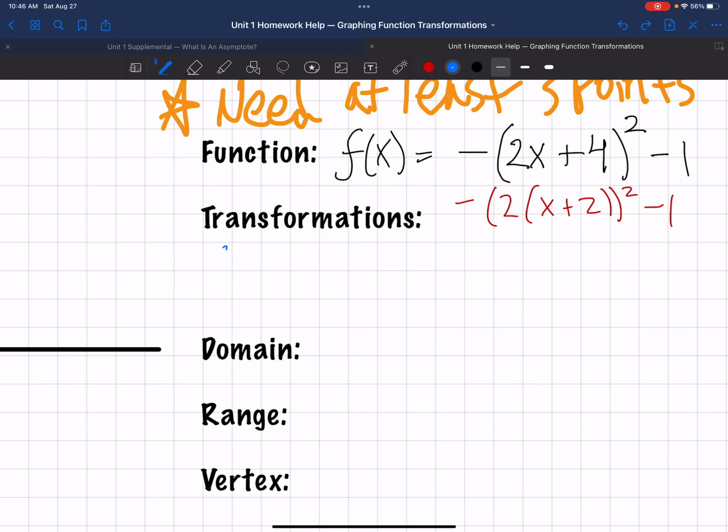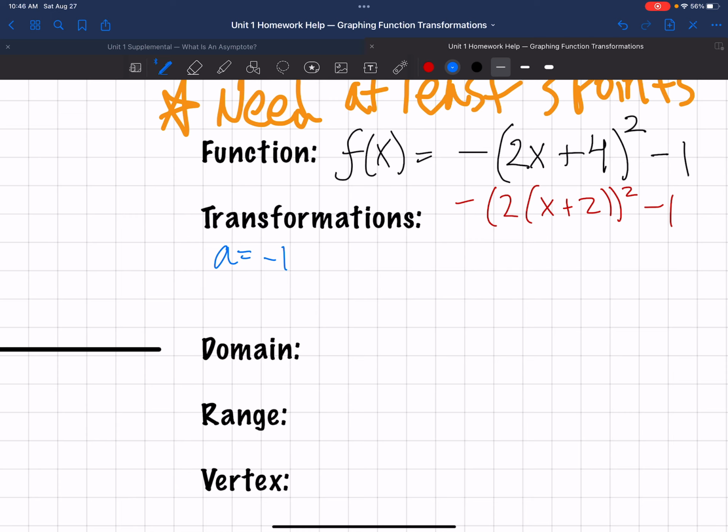A. What is a? A equals negative 1. Yeah, that's that negative sign out in front. By default, it's 1. I mean, if there's no number there, if it's multiplying, it's 1. If it's adding, it's 0. Yeah?